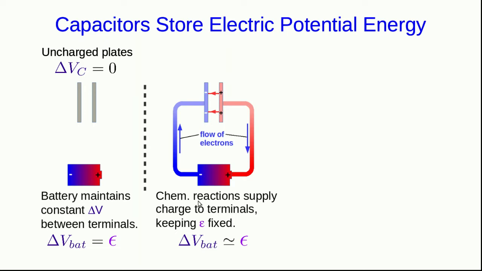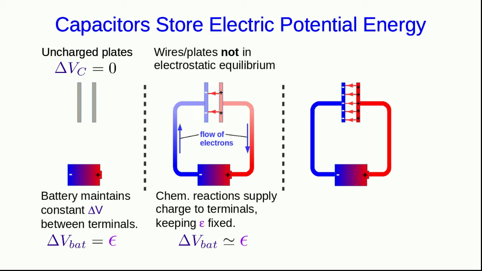Throughout this, chemical reactions keep supplying charge to the terminals, keeping the EMF fixed, and as long as the flow of charge through the battery is slow enough, the potential difference across the battery terminals remains equal to the EMF. This is what a battery does in practice. It maintains a constant potential difference. Notice that the wires and the plates are not in electrostatic equilibrium during this process. Charges are moving around. We'll talk much more about that in the next unit of the course.